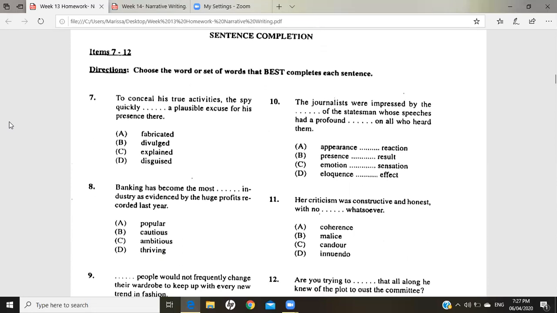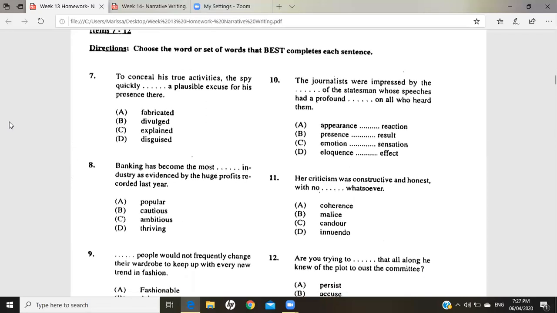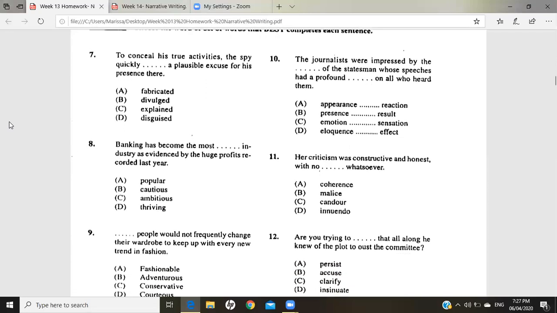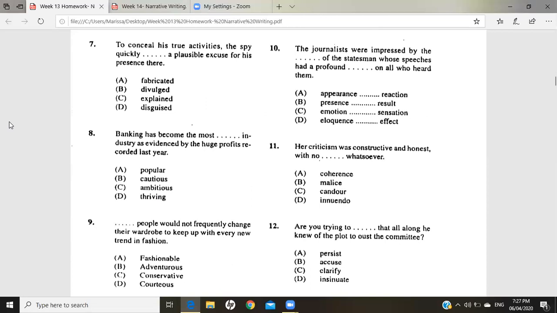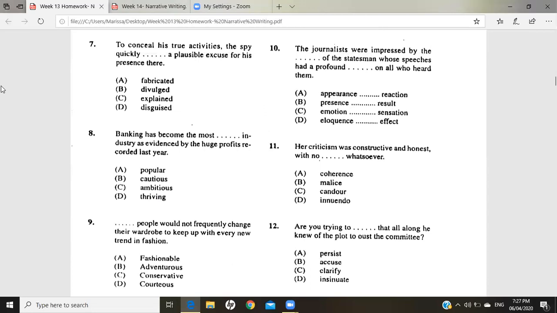So Sanjay said he wanted to do this section. This is a sentence completion. It says choose the word or set of words that best completes each sentence. So basically you are filling in the blanks. So number 7, Sanjay. To conceal his true activities, the spy quickly something a plausible excuse for his presence there. Fabricated, eh? Good, A, fabricated.